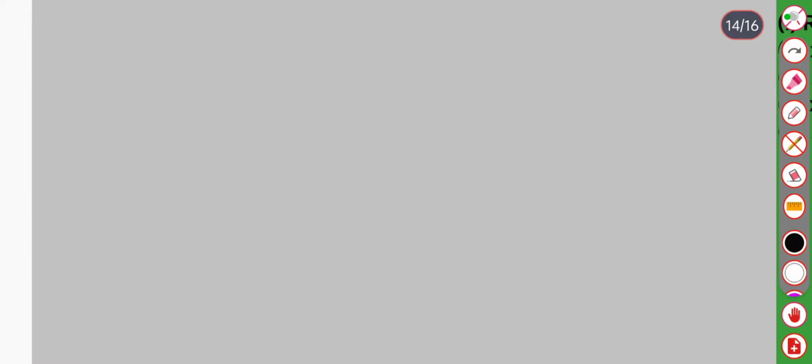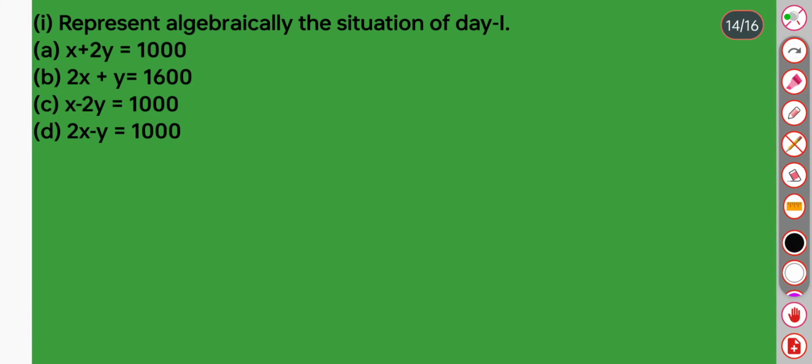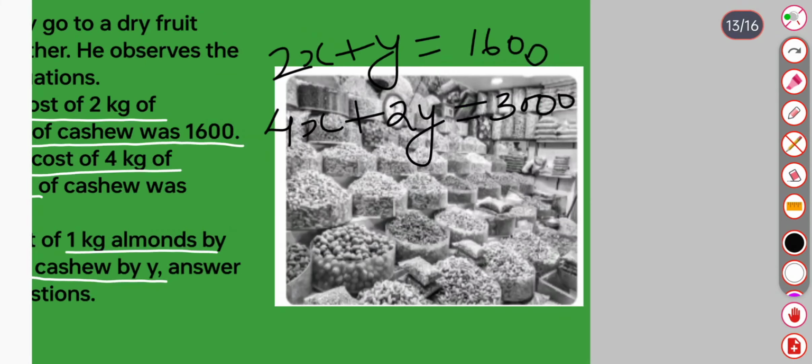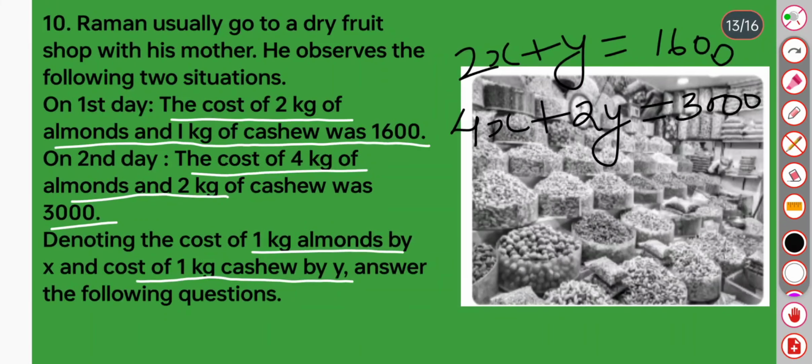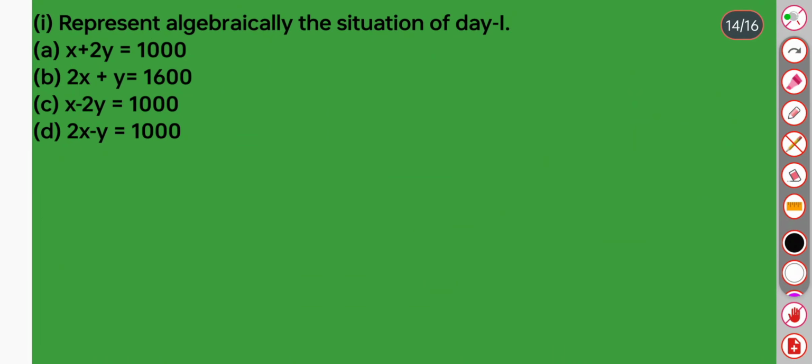Represent algebraically the situation of day 1. Whatever condition is given on day 1, we have to create an equation. So the day 1 equation we got is 2x plus y equal to 1600. If I see the options, 2x plus y equal to 1600 is option number B. Option number B is the correct one.